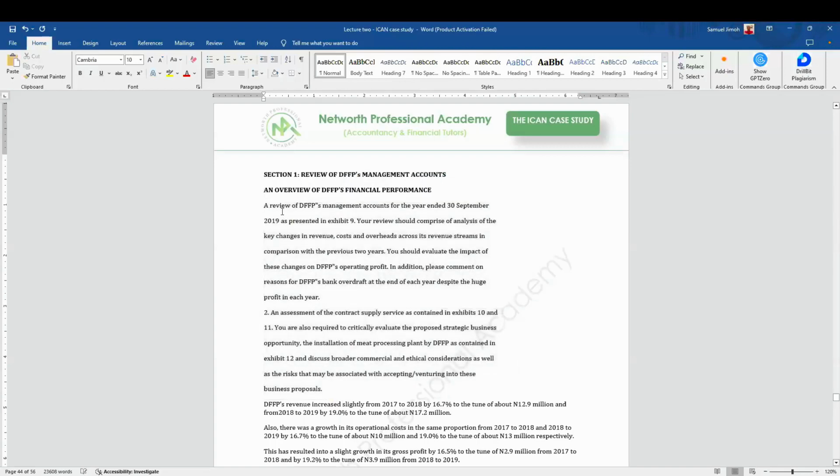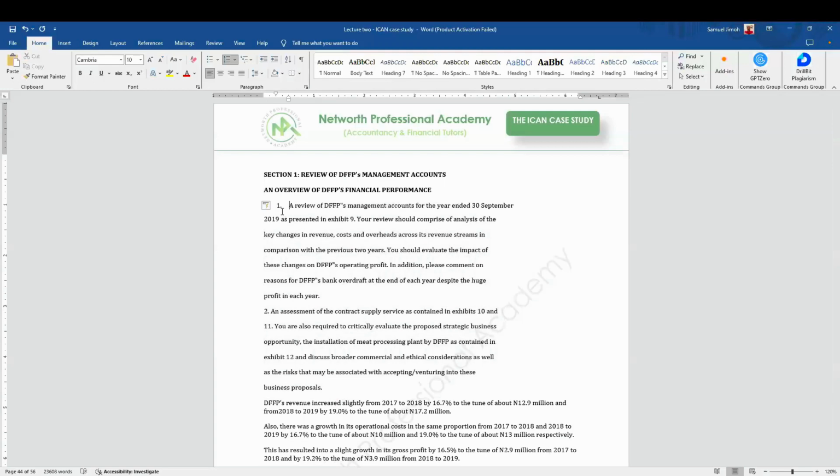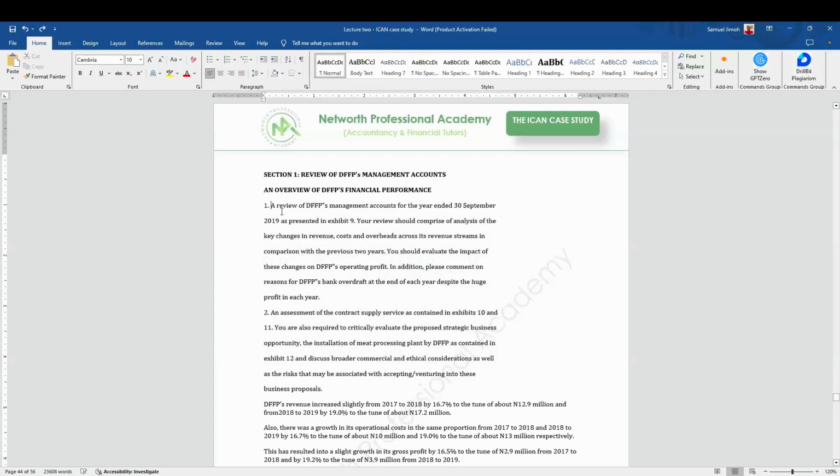So here is requirement 1. It says that you should review the management account. What should we do under the review? It says your review should comprise an analysis of key changes in revenue, cost and overheads across its revenue streams, in comparison with the previous 2 years. That is the first thing we are asked to do.